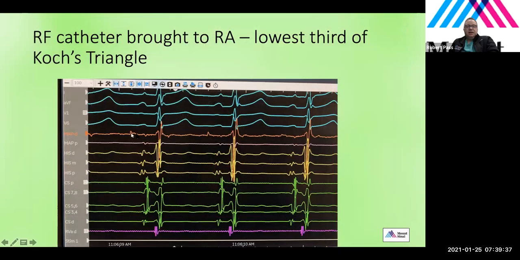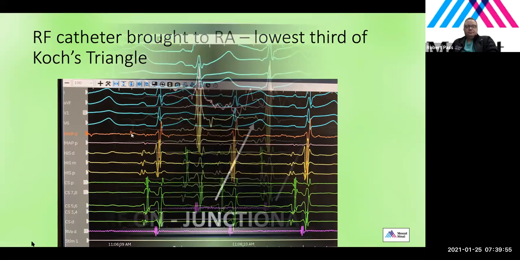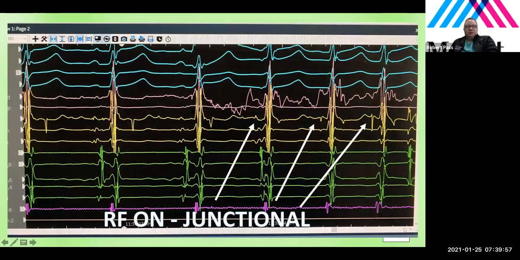And so we put the catheter in the lowest third of Koch's triangle. And when we're doing a radio frequency slow pathway modification, we typically are looking for a small A and a fairly large V. This is a little different than what we're doing when we do a cryoablation of AVNRT. And as soon as we turn on RF, or a few beats into RF, we see that the patient starts to have a junctional acceleration.